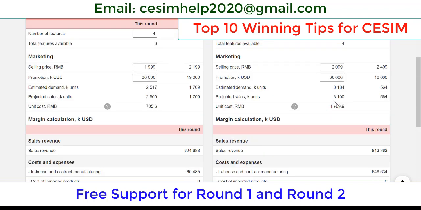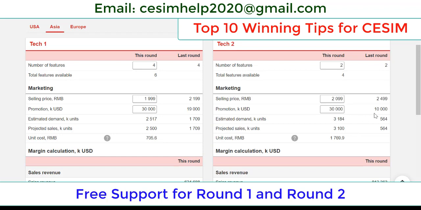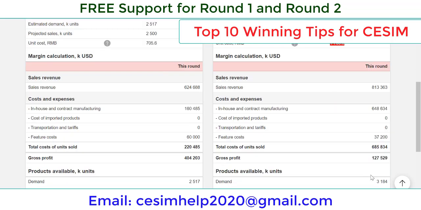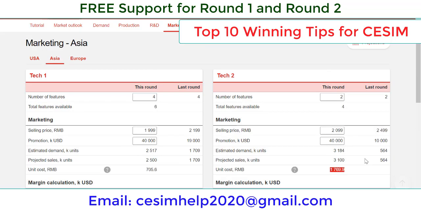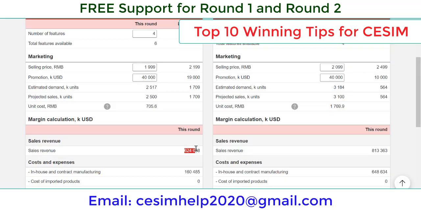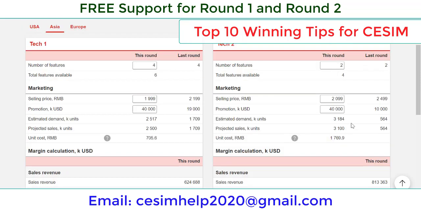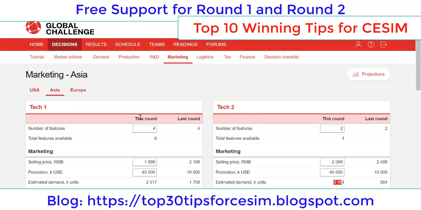And for take two, you see take two, right? We increase the promotion here, very strong promotion, and reduce the price a lot. We can increase this one, and let's check the cost here, still very high, but next time the cost will be lower. So this round this will bring much more profit. This will produce a lot, and next time we can reduce the cost of production for take two.